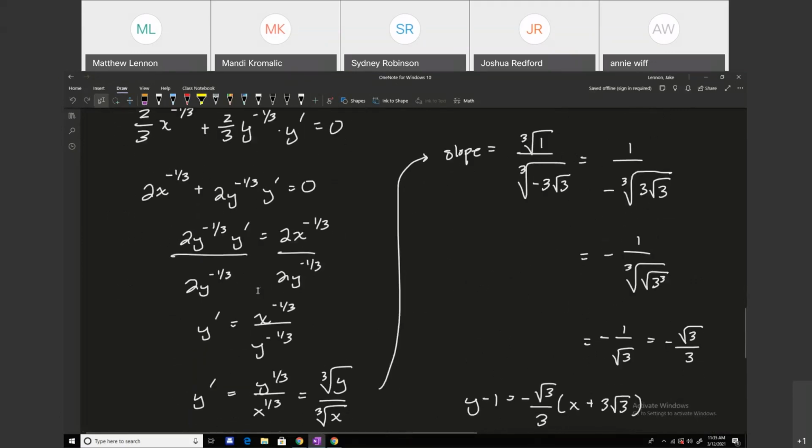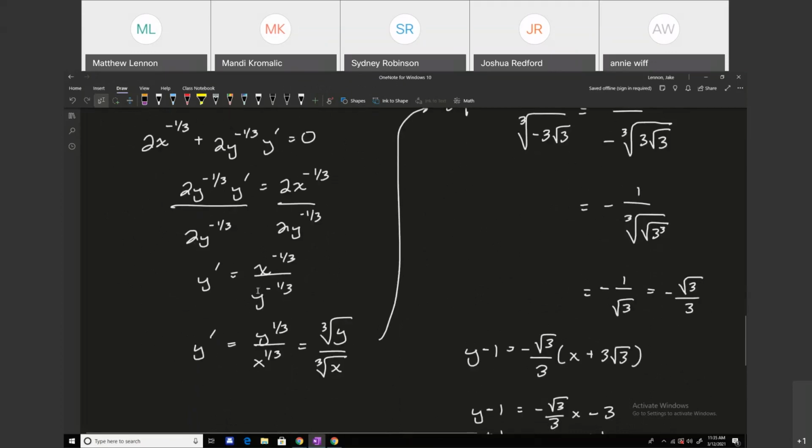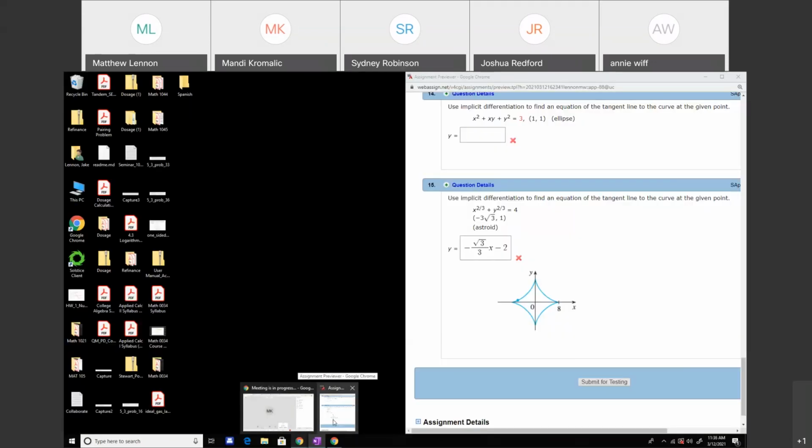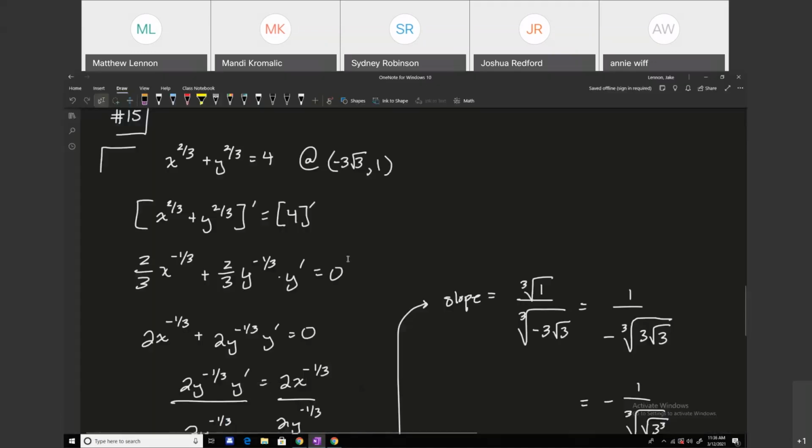So, I don't see anything wrong with the derivative. Minus 3 root 3 comma 1. Let's make sure that's the right point. Minus 3 root 3 comma 1. Okay, that's the right point. So the cube root of 1 over the cube root of 3 root 3. Is that right? So that's x, certainly.